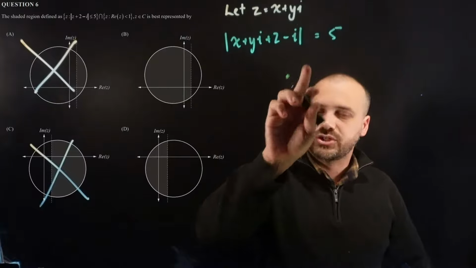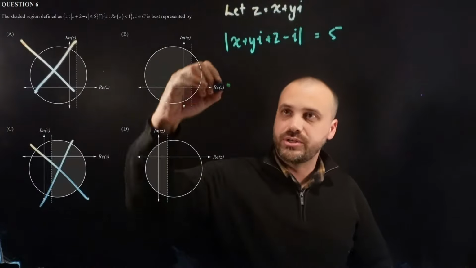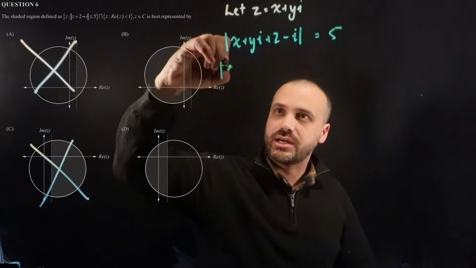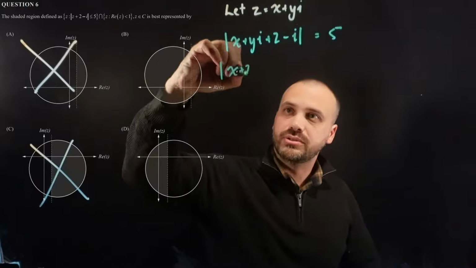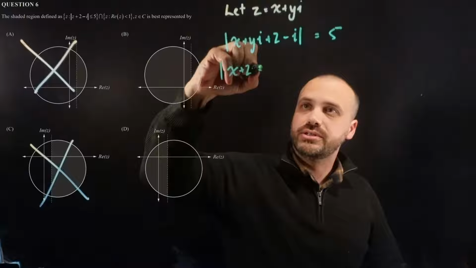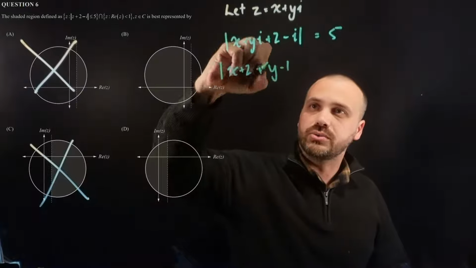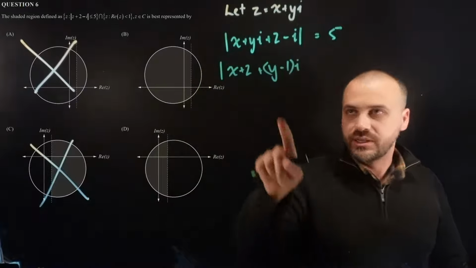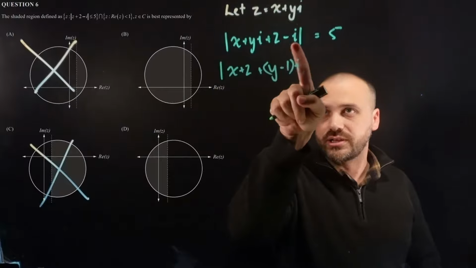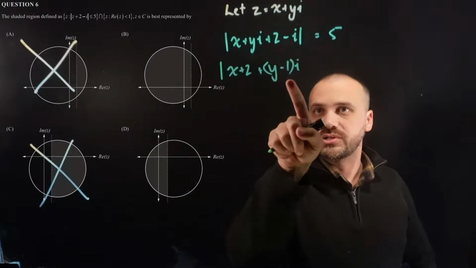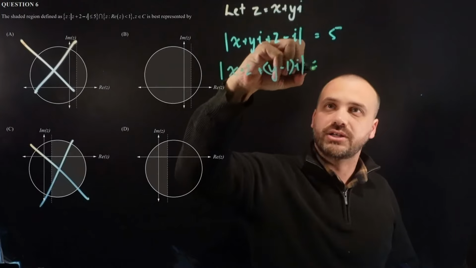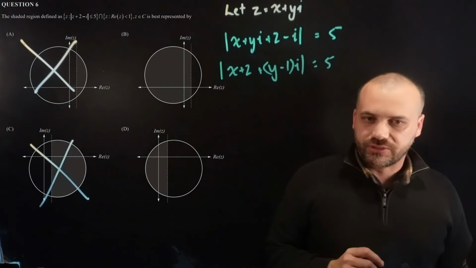So we're finding the magnitude of this. Now we need to have our real components together. So our real components are x and 2, and our imaginary components are y minus 1 i. So I've just factorized this yi and this minus i to be y minus 1 i. We're finding the magnitude of that equal to 5.